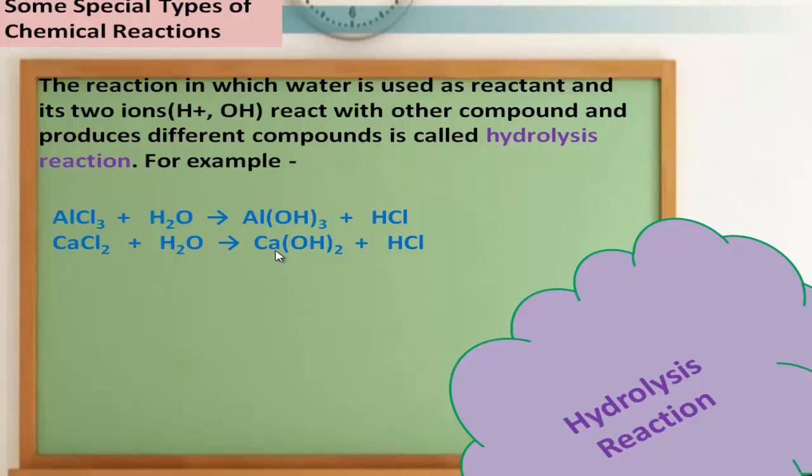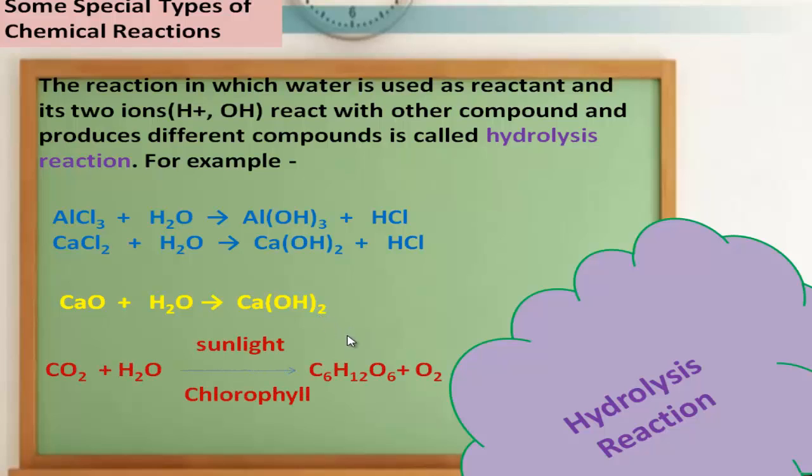In a hydrolysis reaction, you will see this type of product: a hydroxide compound, and hydrogen combined with another non-metallic part to form a compound. For example, calcium oxide plus water produces calcium hydroxide. This is not a hydrolysis reaction. Why? Because although water is present as a reactant, this type of products is not produced. Here just one product is produced. So we can say this is an addition reaction, but not a hydrolysis reaction.